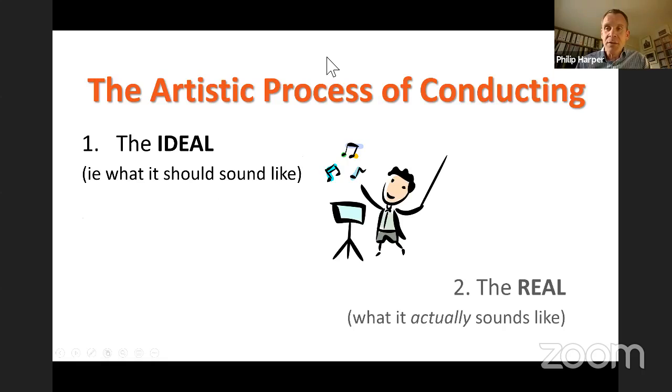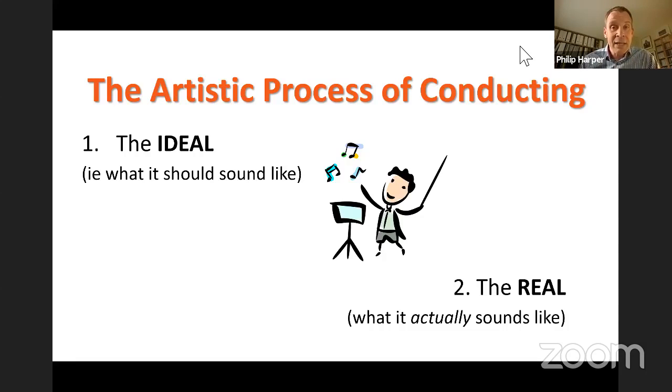So the second part of the process then is this. We go from the ideal, which is in the conductor's brain, to the real. In other words, when you get to rehearsal and you go 1, 2, 3, 4, what actually comes to your ears? What's the sound like at that particular moment, the real sound? Unless you are extremely lucky, it's not immediately going to sound like your ideal vision of it. If it does, then you simply put your baton back in the case, close it, and go home, and your job is done. But I've never experienced that, and I don't think anyone else has either.